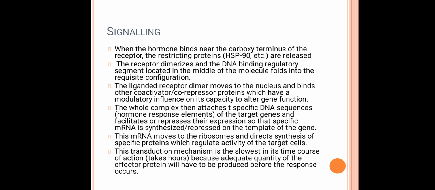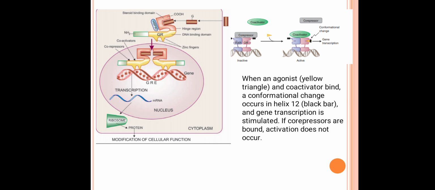After folding, it will bind some co-activators or co-repressors. Then it will go inside the DNA. It will bind to specific hormone response elements, after which either the mRNA will be synthesized or repressed, and the synthesized mRNA will go to ribosomes. It will form proteins, and then there will be activity. But this transduction mechanism is the slowest when compared to all the receptors. The transduction mechanism is going to take hours. So you have to remember this entire mechanism.